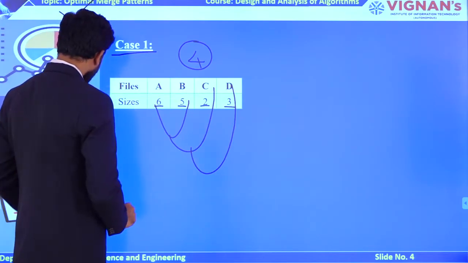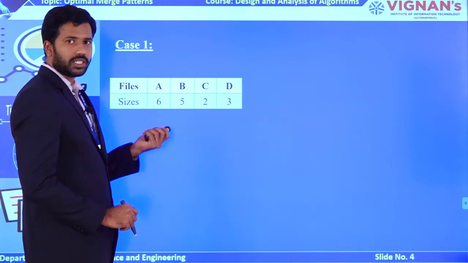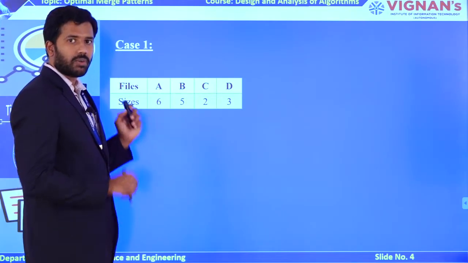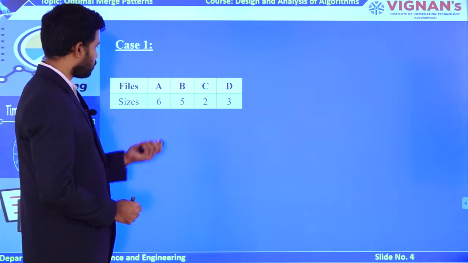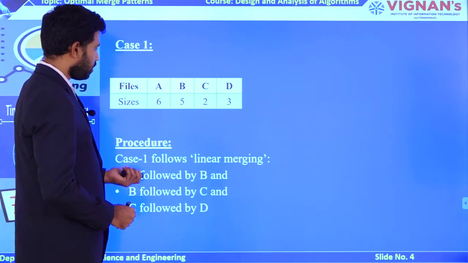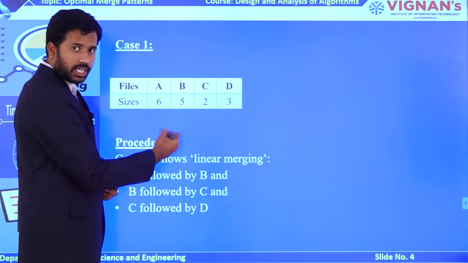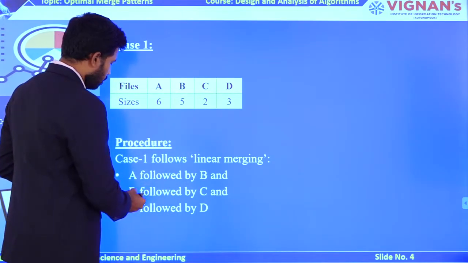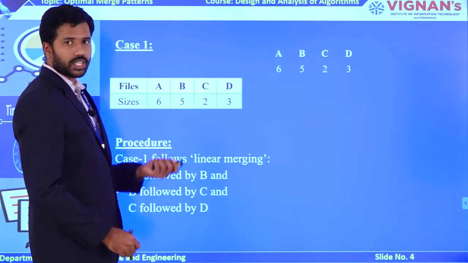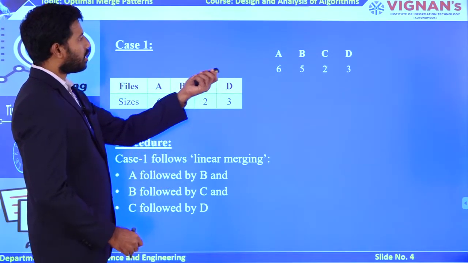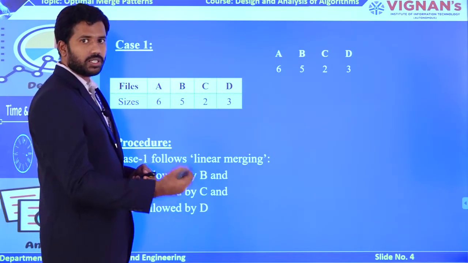Now let us understand, if you merge these 4 files into a single file in a linear way from left to right, what time complexity is generated. So let us focus. This is my procedure: a linear merging procedure, A followed by B, and that resultant merged file will be merged with C, followed by D. Now observe the tree structure. The files and the corresponding sizes are like this: A, B, C, D.